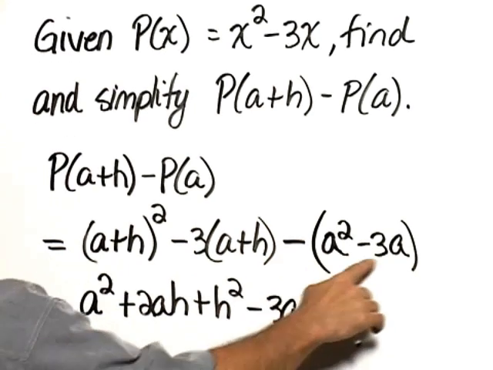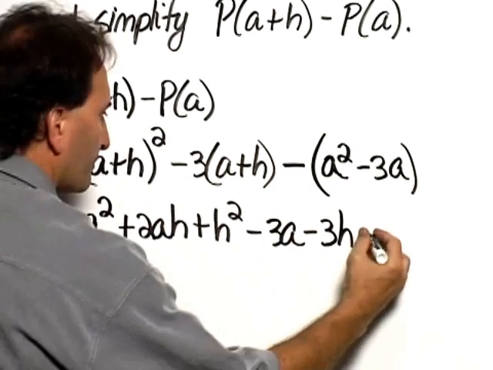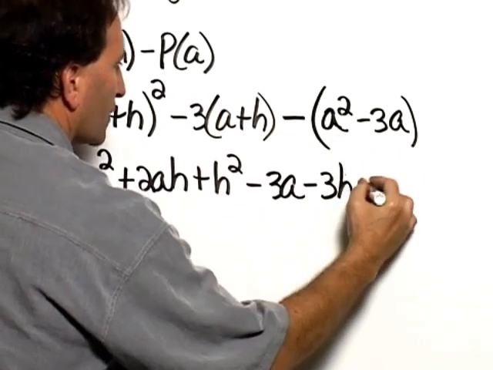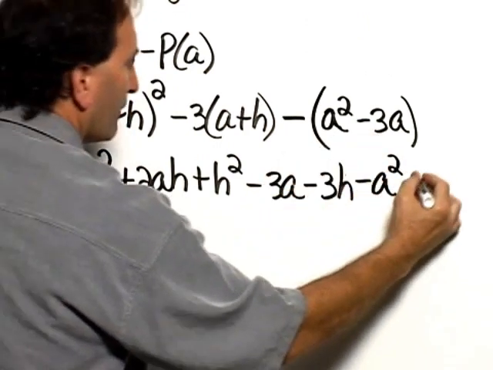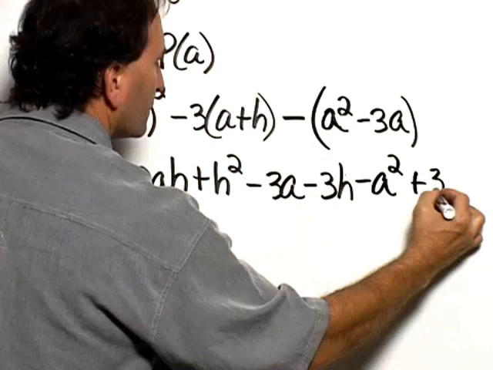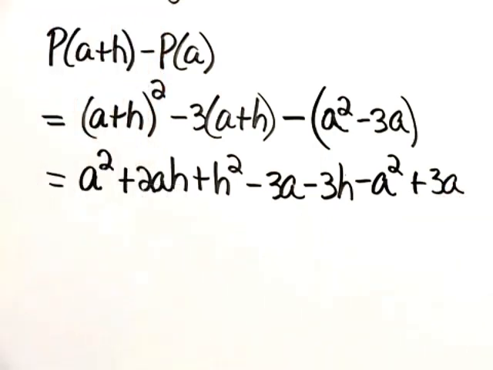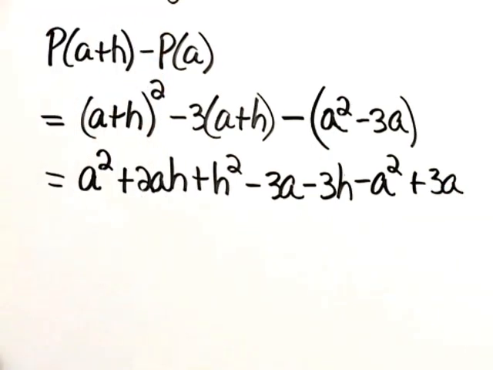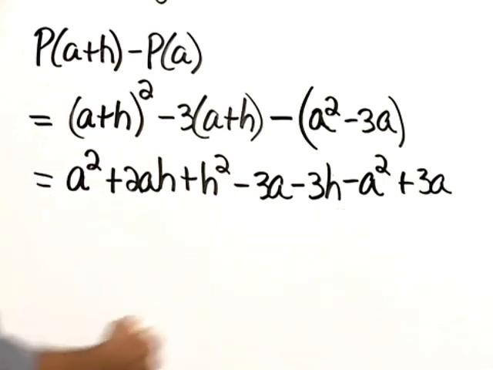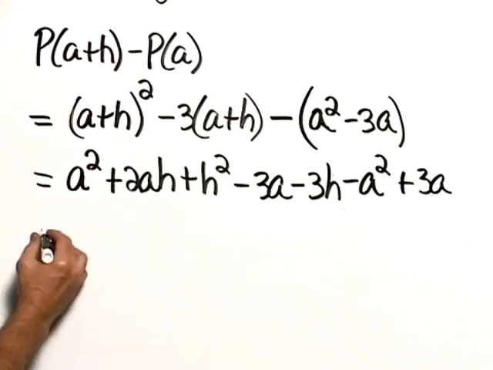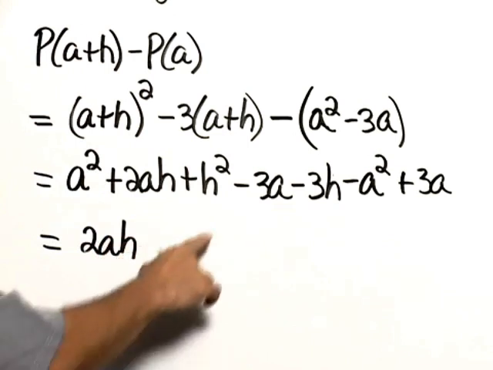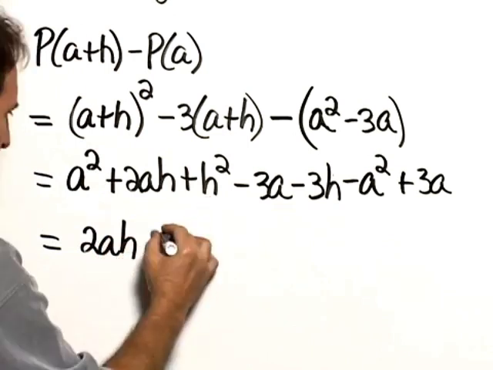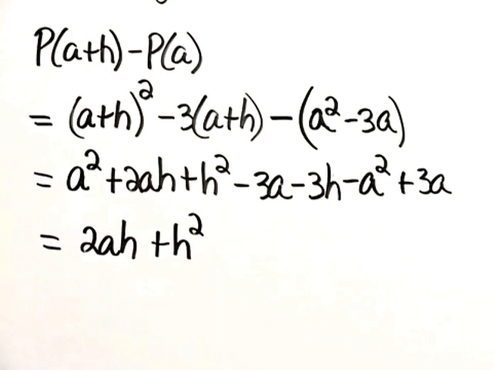We're subtracting this binomial, so we rewrite each of those terms with the opposite sign of what they currently have in the parentheses. So it would be negative a squared plus 3a. A squared minus a squared sums to 0. Then we have 2ah. We have h squared, so plus h squared.